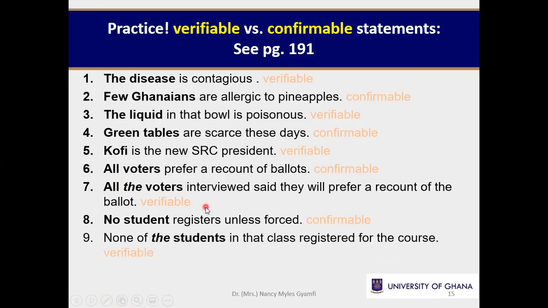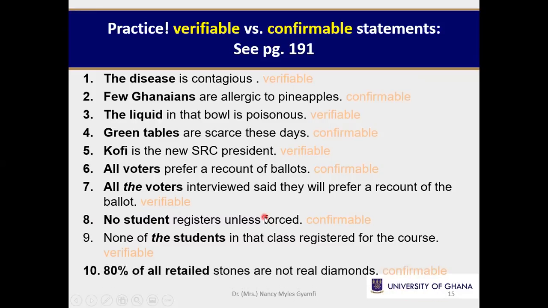Look at eight. No student registers unless forced. So that's a confirmable statement. This is just saying that if X is a student, then X will never register unless they force them. Remember, universal negation. This is a universal statement, a negative one. If antecedent, then not consequent. A disjoint set. Remember when we did modus tollens. It's a confirmable statement. Then nine, none of the students in that class registered for the course. None of the students in that class. This is a particular statement, and therefore we verify.